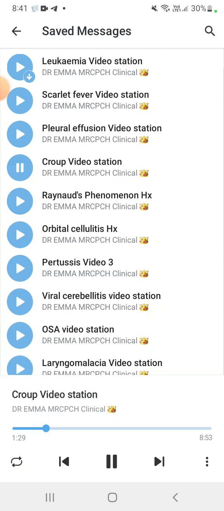We can keep the differential diagnosis of croup: epiglottitis, bacterial tracheitis, foreign body, anaphylaxis, any allergic airway disease, any congenital abnormality, laryngomalacia, laryngeal papilloedema, subglottic stenosis. You are telling viral induced, no problem. If you want to keep lower respiratory tract infection, no problem. So suppose that is croup.